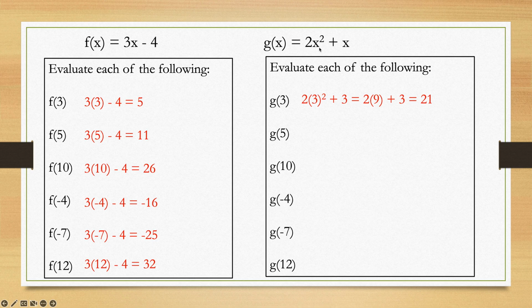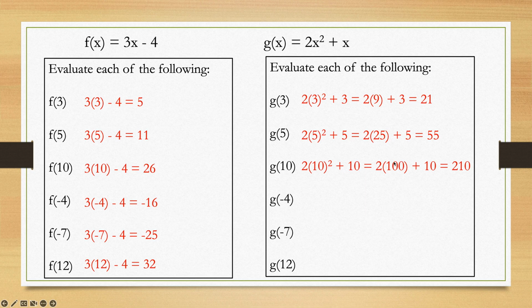g takes the input, squares it, multiplies by 2, and then adds that original input. So notice the x for input in both cases was a 3. 3 squared is 9, times 2 is 18, plus 3 is 21. Substituting 5 for input, 5 squared is 25, times 2 is 50, plus the 5 that was the input, 55.